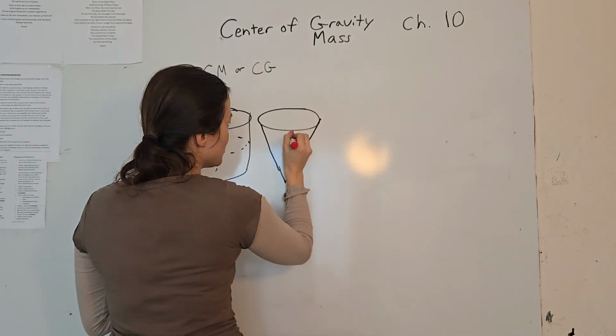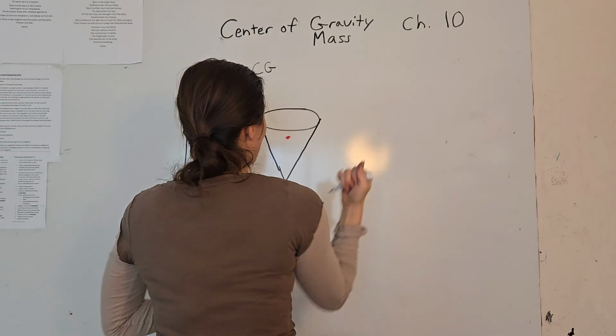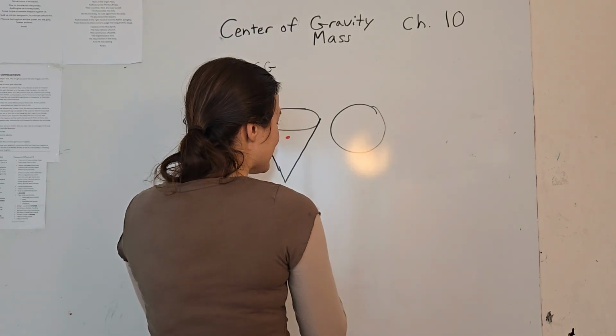With symmetrical objects, it's usually not too hard to find the center of mass. If I have a ball, a sphere, that's pretty easy, it's right in the center, because we're averaging where all the mass is, right in the center.